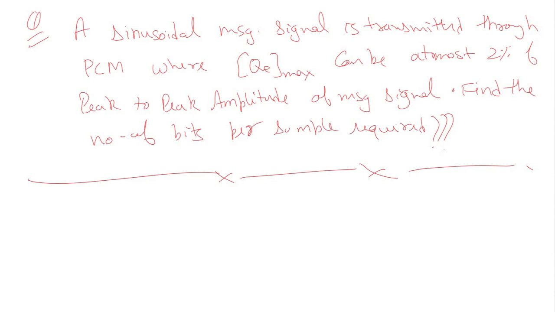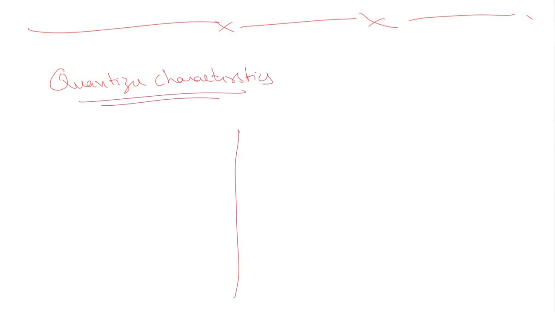Moving on, we can have a look at the characteristics of the quantizer. So on the x-axis, let us divide the axis in terms of the levels. Let's say starting from origin is 1.